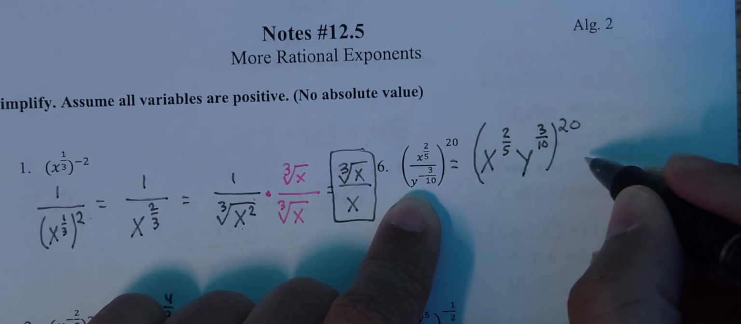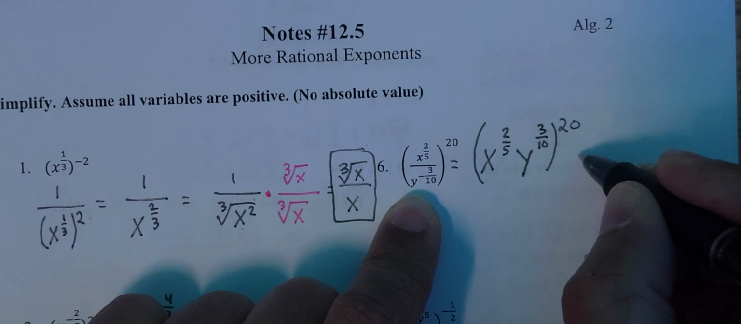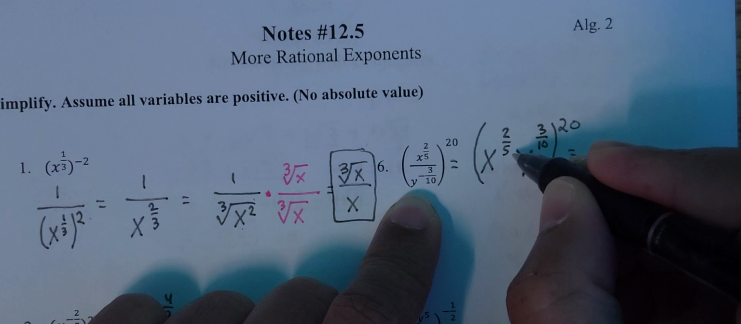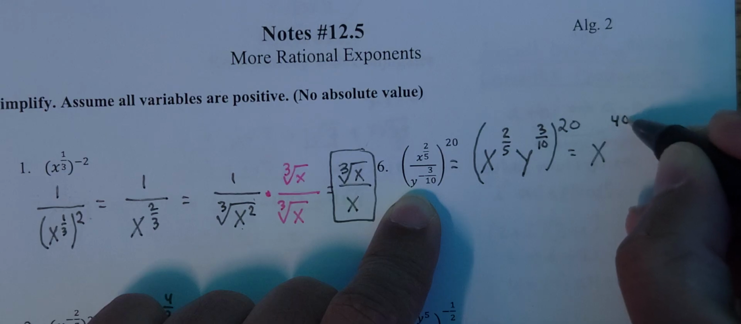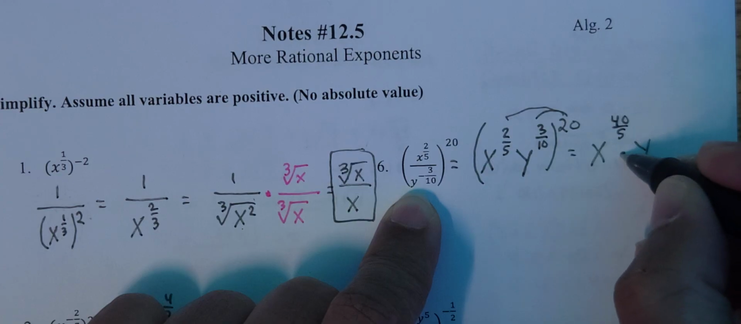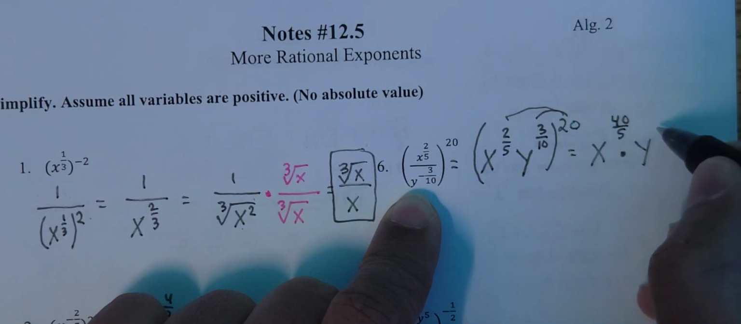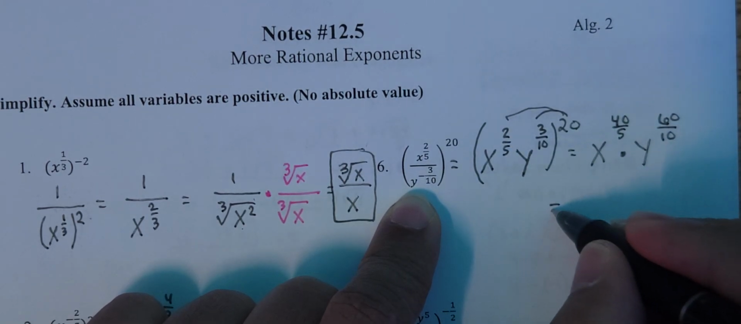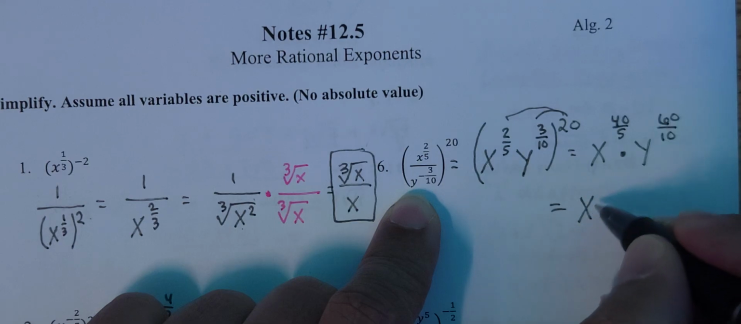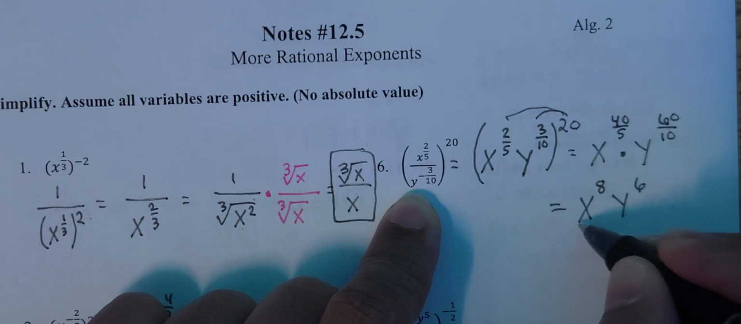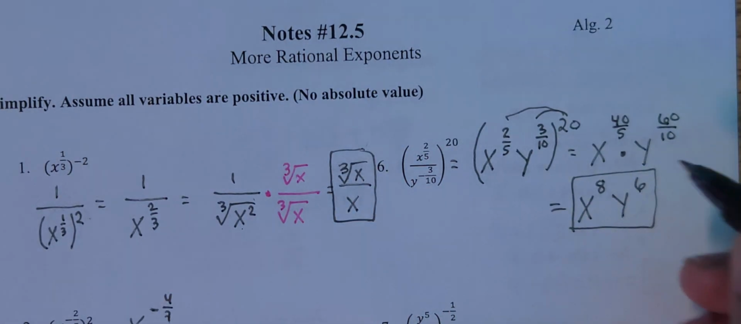So this gives me x to the 20 times 2, which is 40. 40 divided by 5 is, what? No, let me just write it down, 40 over 5. That's this one. And then times y, 20 times 3 is 60, so 60 over 10. And then simplify. 40 divided by 5 is 8, so this becomes x to the 8th power. And 60 divided by 10 is 6, so this becomes y to the 6th. So this is the answer to that problem.